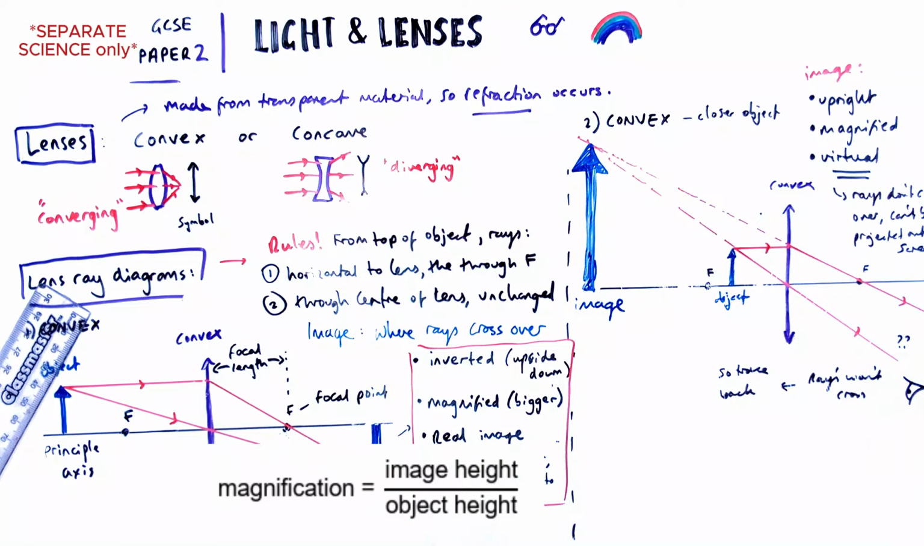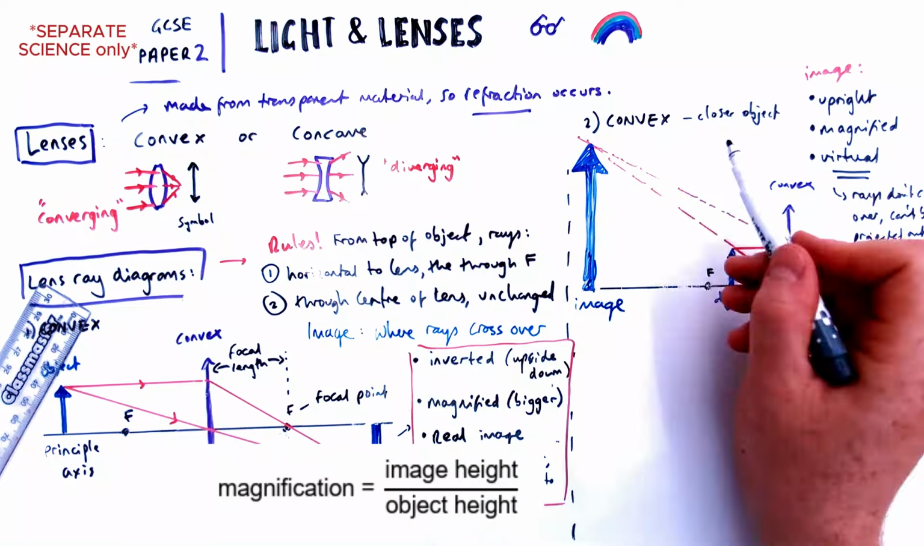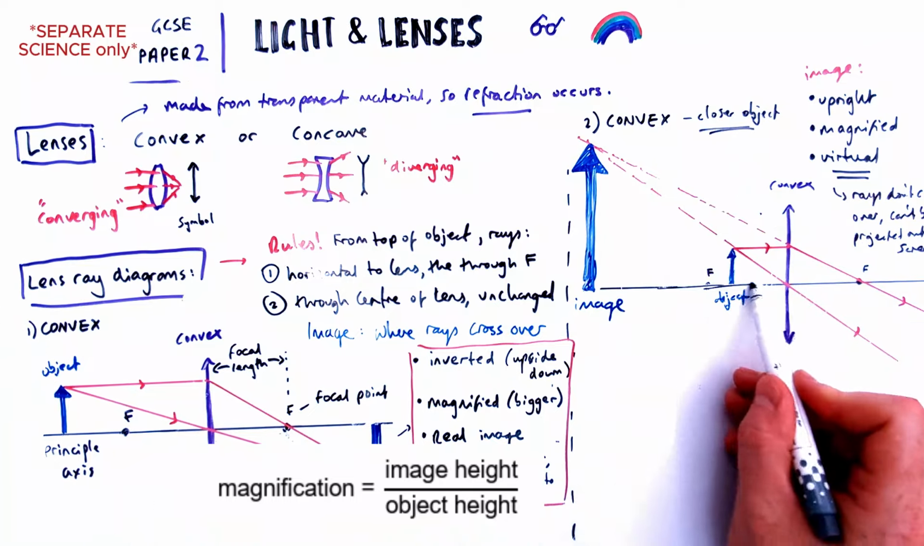And to calculate magnification, we need to know the object height and the image height, just like you would need to know in biology.